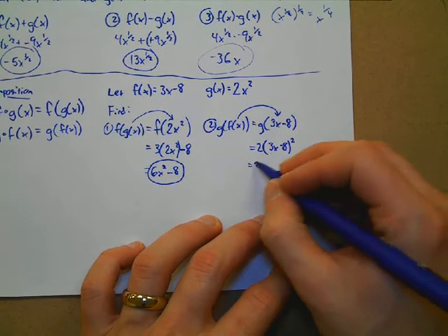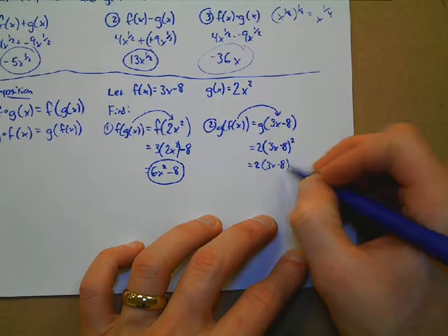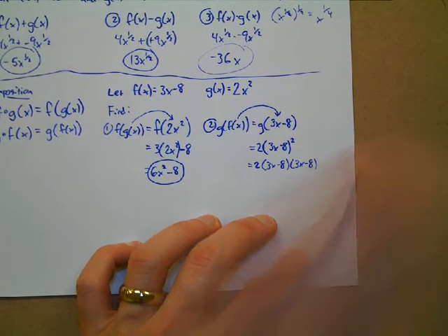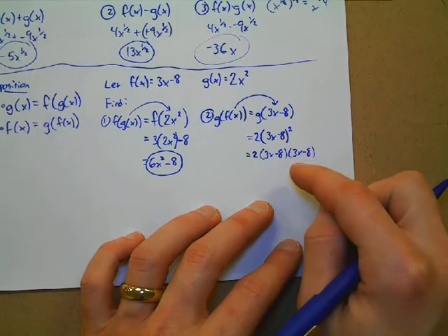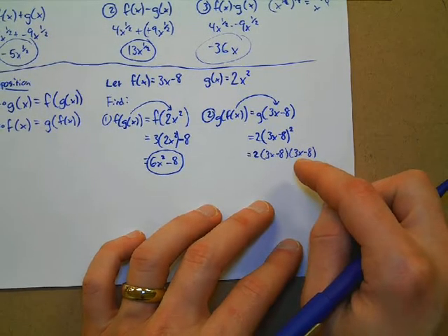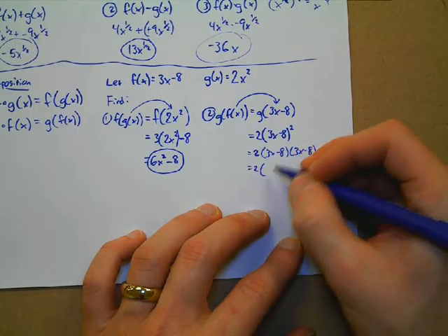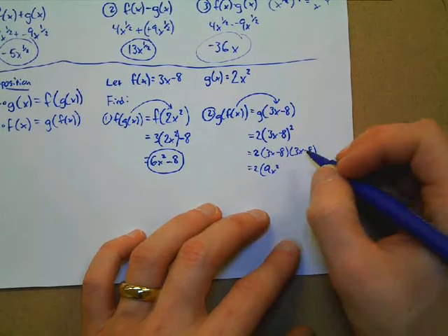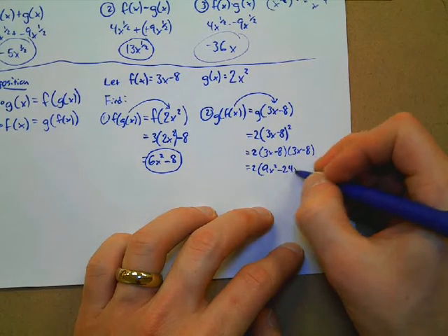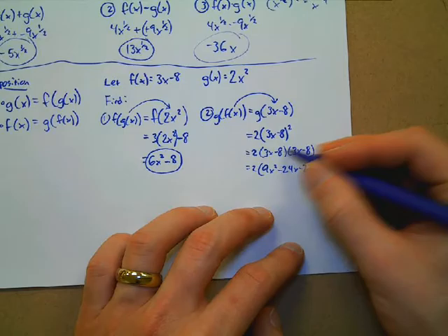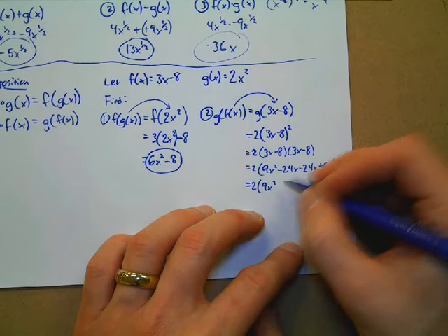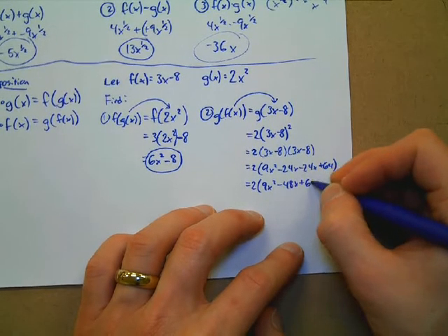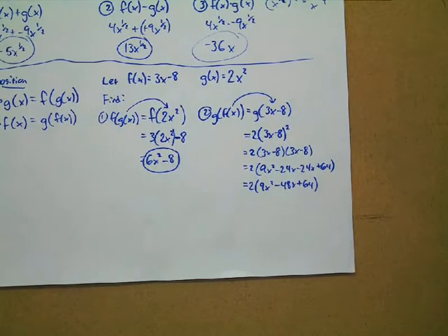And now you can see when we multiply this out, we have to use FOIL here, right? So we still have that 2, and it's going to be, let's see here, 3x times 3x is 9x squared. Outer will be minus 24x. Inner will be minus another 24x. And then the last will be a plus 64. And that's minus 48x when you combine like terms, plus 64. Okay. And now we have to distribute that 2. So we get 18x squared minus 96x plus 128.